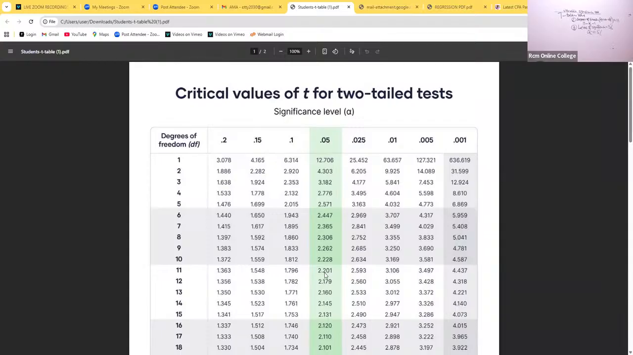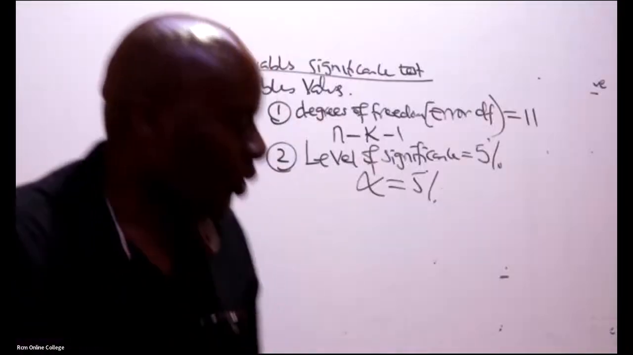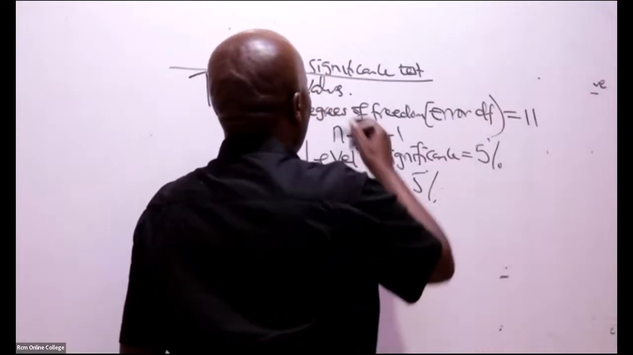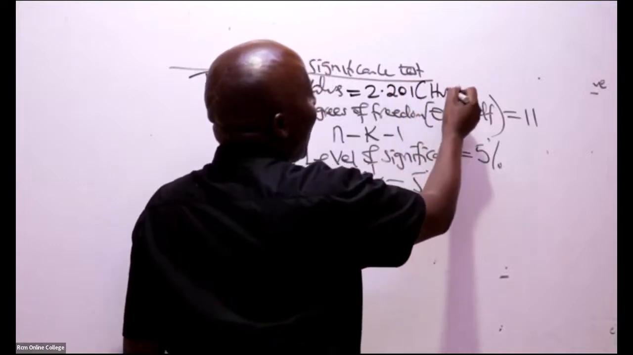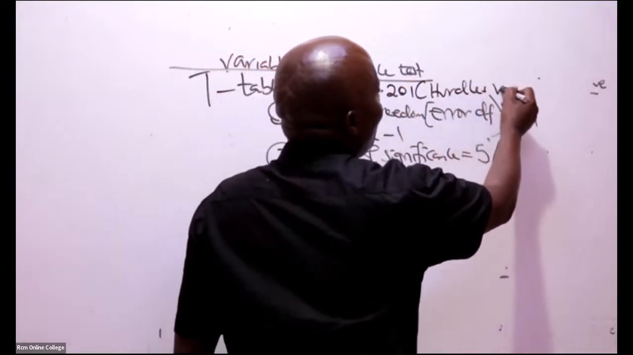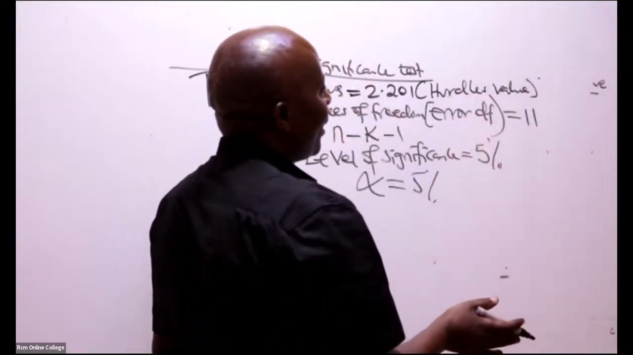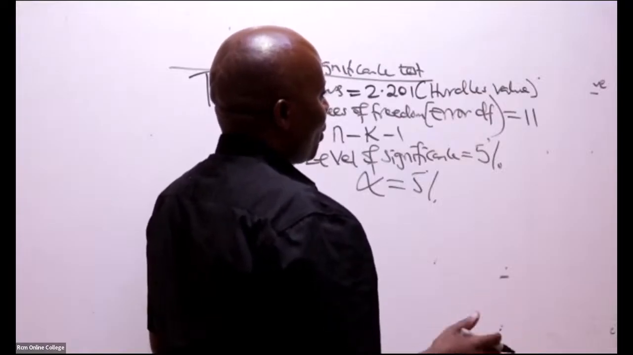So T critical, the T tables value, is 2.201. Remember, this is the hard dose value. If you exceed this, then you are very significant. You are very, very strong.